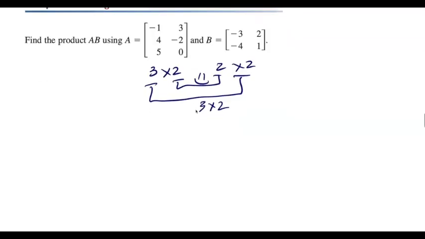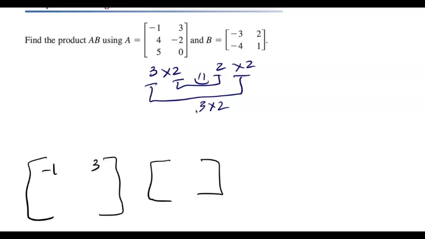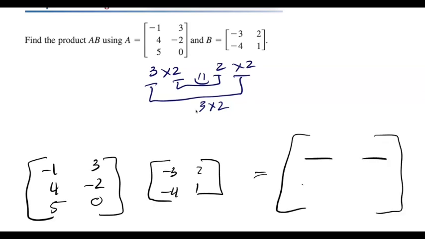One thing we can do is just write a big old matrix here. Multiply this guy by this guy. -1, 3, 4, -2, 5, 0, -3, 2, -4, 1. And we're going to get a 3 by 2. Let's write a 3 by 2. We have 3 rows. This is row 1, row 2, row 3. And these are 2 columns, column 1, column 2.